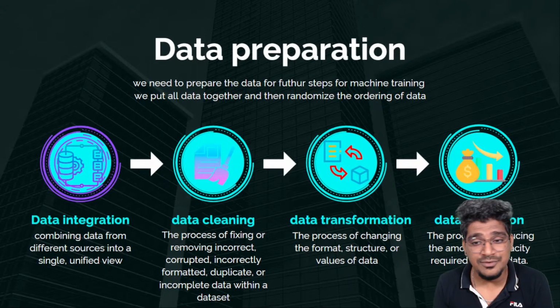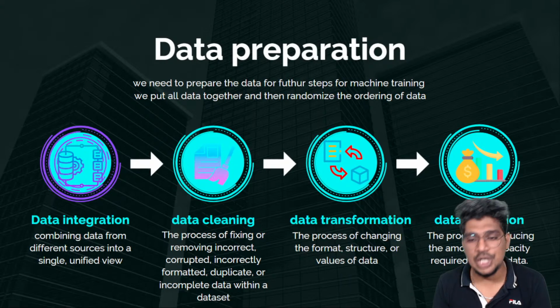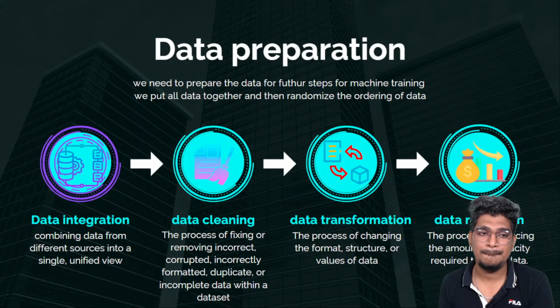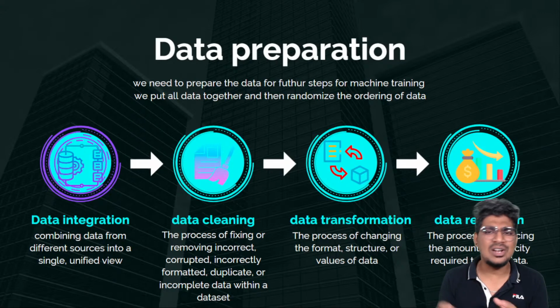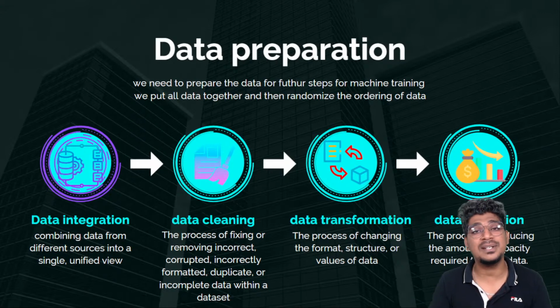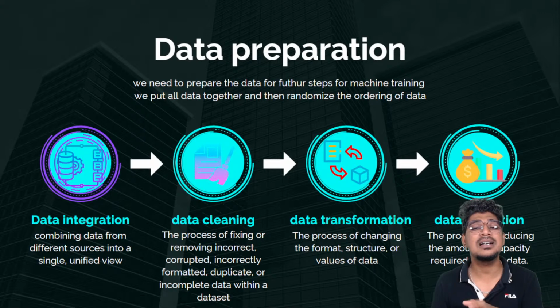What is data transformation? The process of changing the format, structure, or value of the data. That is data transformation. Okay, right. So then data reduction. The process of reducing the amount of capacity required for the data. So these processes are nothing but data preparation. It is the preparation of data.